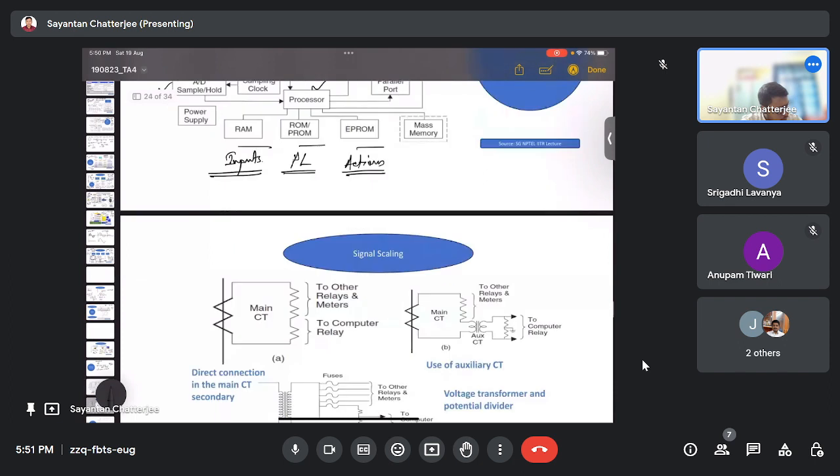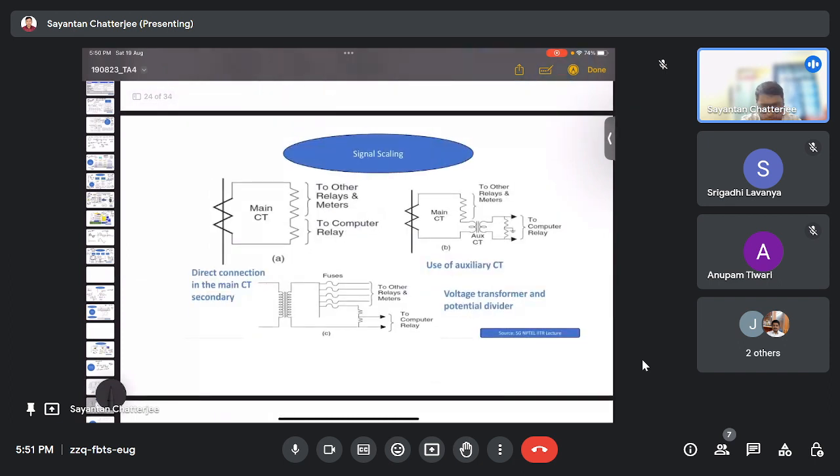So signal scaling. We need to perform signal scaling because the high voltage, high current side needs to be stepped down to the low voltage, low current side. This is from the lecture slides itself. The signals are scaled down for the relay operation. Voltage and current levels are stepped down using the CTs and PTs.